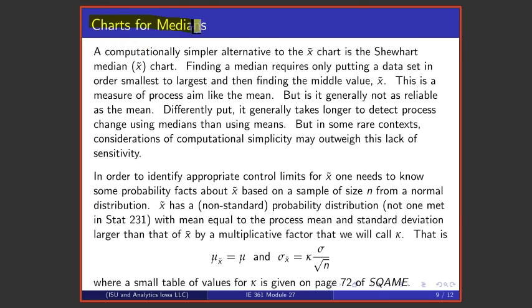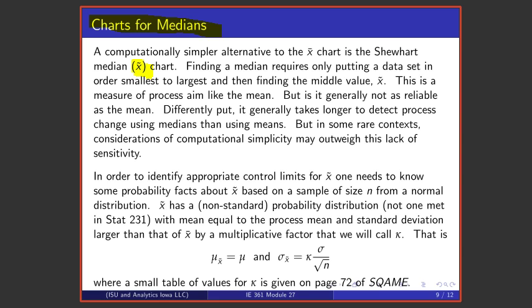As an alternative for control charting for means, one might think about not plotting means but medians. After all, finding a median only requires putting data in order and picking out a middle value. It turns out that's not really as effective typically as plotting X bars, but there are probably some circumstances in which it might make sense, because of computational limitations, to plot medians.